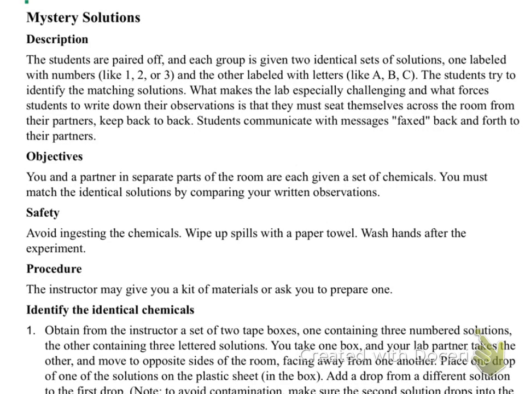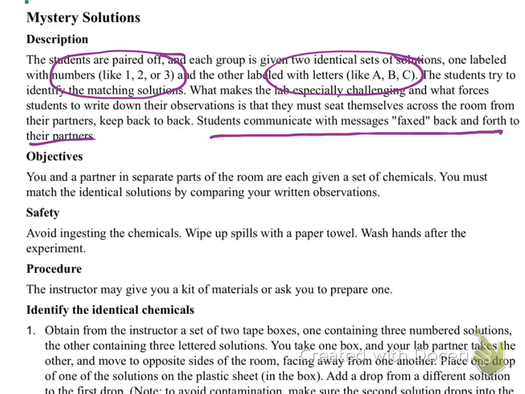Today, you are going to work with a partner to complete the Mystery Solutions lab activity. As you read, you can see that you or your partner will receive numbers or letters of two different solutions. The three solutions are the same solutions, but they are labeled differently. So your job is to communicate with fax messages to determine which one matches.